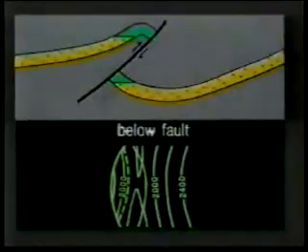As in the case of the normal fault, the reverse fault can be accurately located and contoured if 3 or more control wells intersect the fault plane. Here is a structure section of the Painter Reservoir Field in Wyoming.